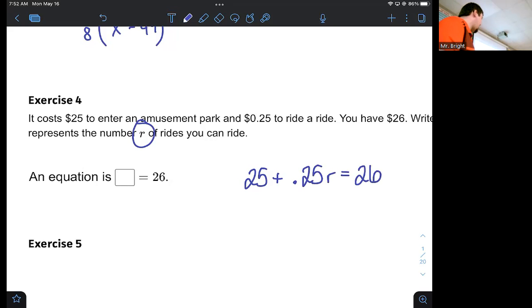Now, we already have the equals 26 written in Big Ideas. So on your paper, you need to write the entire thing, just as I've done. But on Big Ideas, they're only going to ask you for that expression on the left side of the equal sign. Now, it doesn't ask us to solve it, but I don't know why we'd write it and not solve it. So on your work paper, I want us to go ahead and do that.